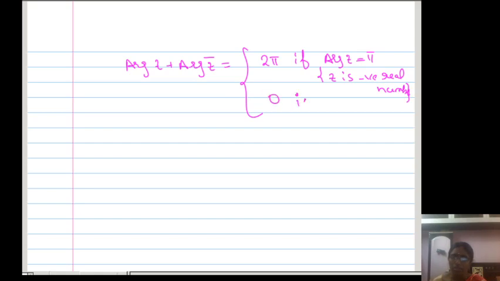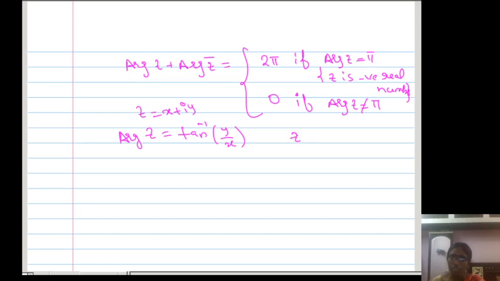If the argument of z is not equal to pi, it means z is either a positive real number, purely imaginary, or lies in any quadrant: first, second, third or fourth. Anything except negative real numbers. Whatever the complex number is, the argument of z plus the argument of z bar should equal 0, because in general the argument of z can be written as tan inverse of y by x, if z is equal to x plus iy.